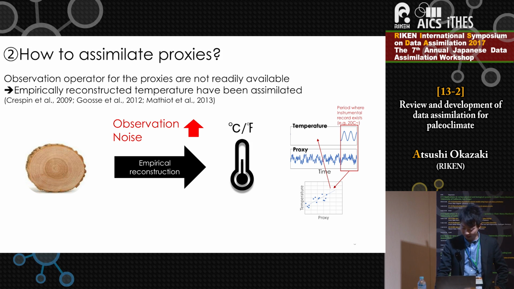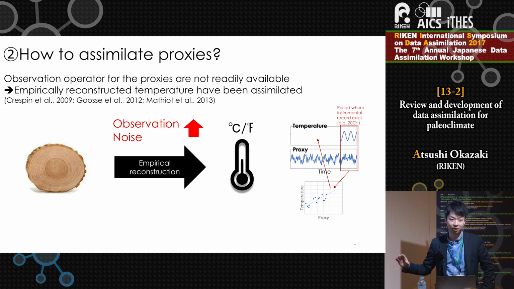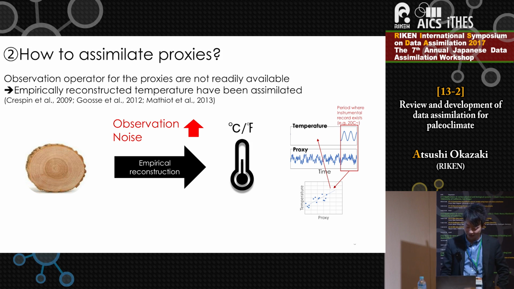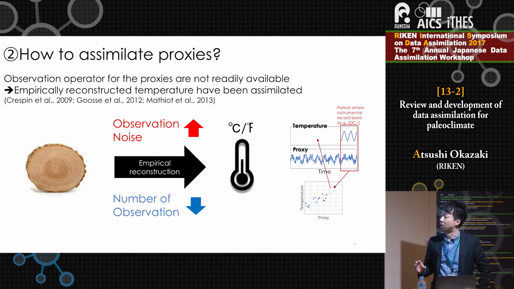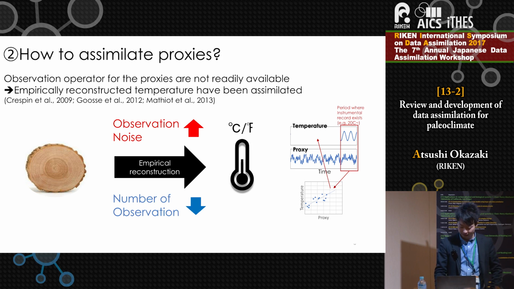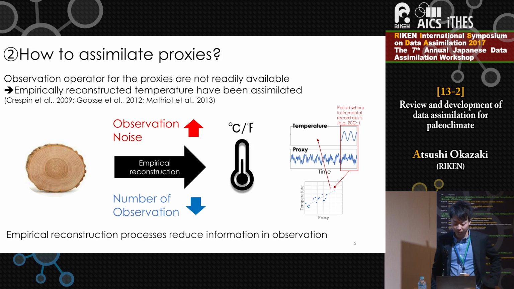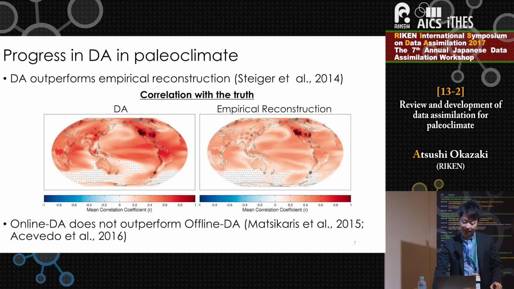However, the fitting between proxy and temperature is not perfect. The observation noise increases. And if the fitting is not good enough, we do not use that data, so the number of observations decreases. So basically, the empirical reconstruction process reduces information in the observations. Nevertheless, previous research achieved a lot. The most important result is that data assimilation outperforms empirical reconstruction.